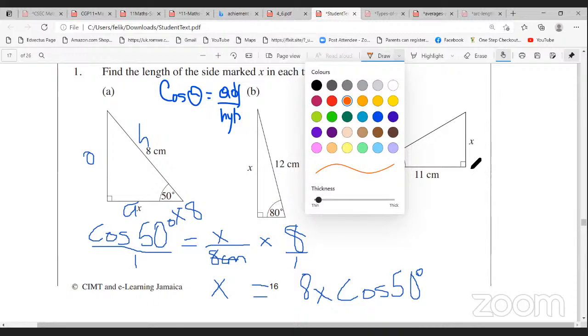It means 5.14. To one decimal place, 5.1. What unit?